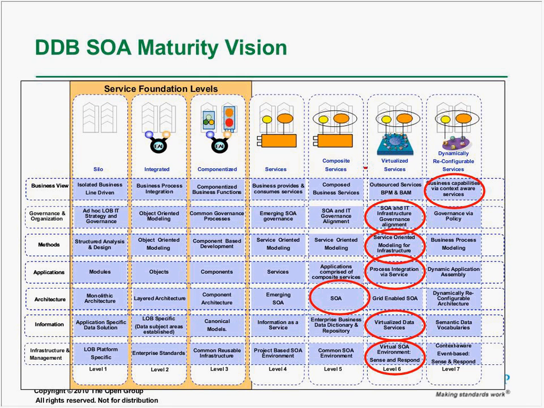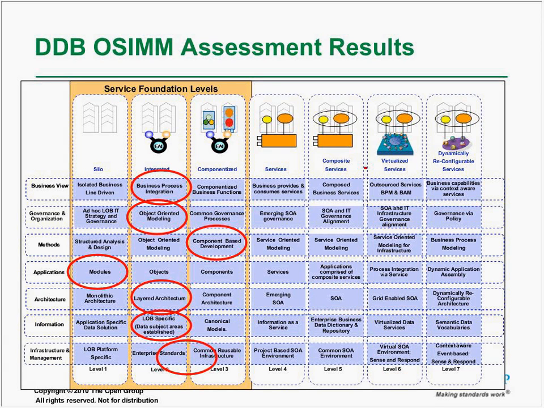That may not be the assumption that works out, but that's the assumption the business makes in this particular case. Now, when we did our original OSIMM assessment, we found that DDB was at these maturity levels across the different dimensions. Their applications are pretty siloed, and they're using layered architecture and some componentization, but really they're back down at the object-oriented modeling techniques and not really using it in a service-based method. Their operations department is a little bit more mature.